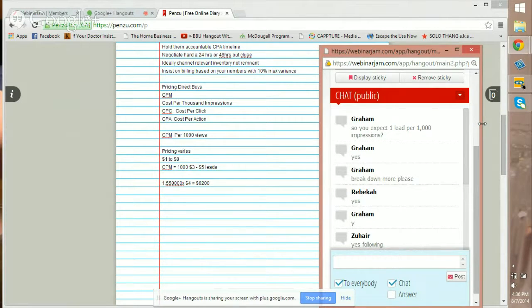With a good capture page, I'll say 1 lead per 1,000 impressions, yes. With a good capture page. Sometimes you do better than that, sometimes less, depending on the offers.